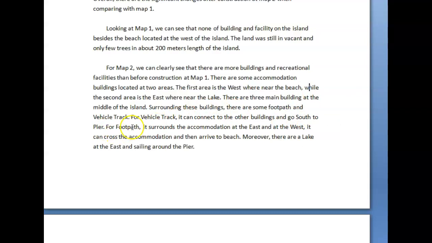Grammar. Regarding the footpath, it surrounds the accommodations in the east and the west, comma, crossing the accommodation, and this is really awkward for me. I'm having a hard time. Regarding the footpath, how about it? Yeah, it feels kind of redundant. I don't even think you need to say all of this.